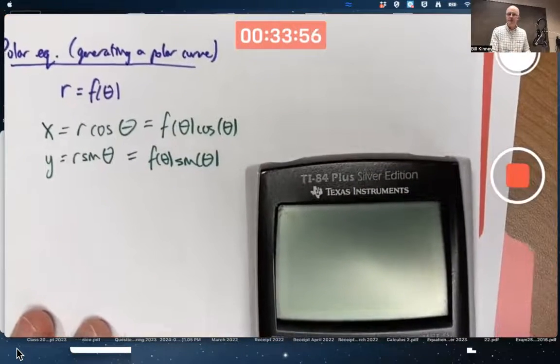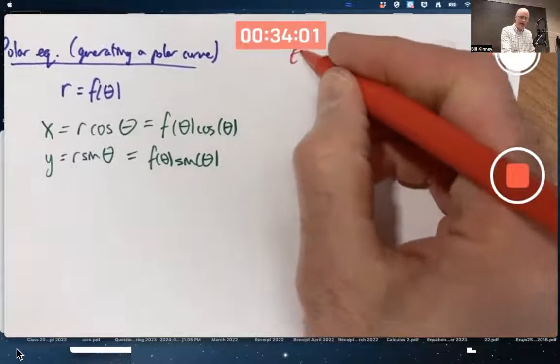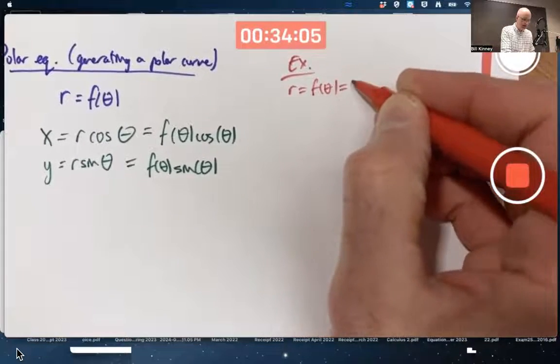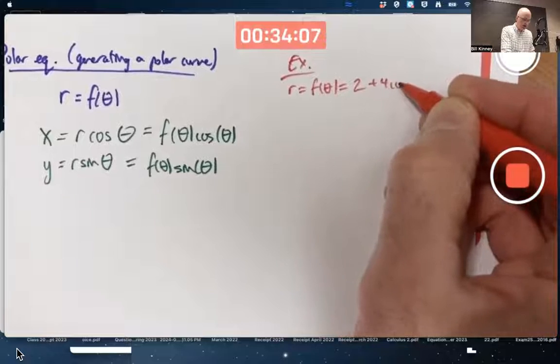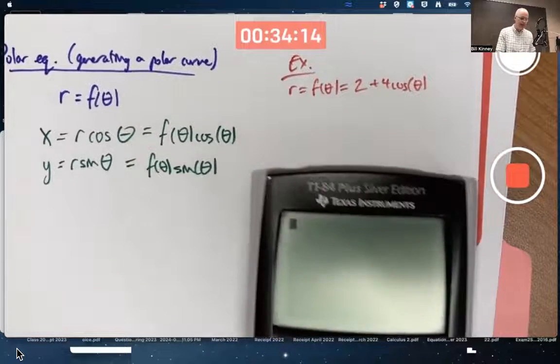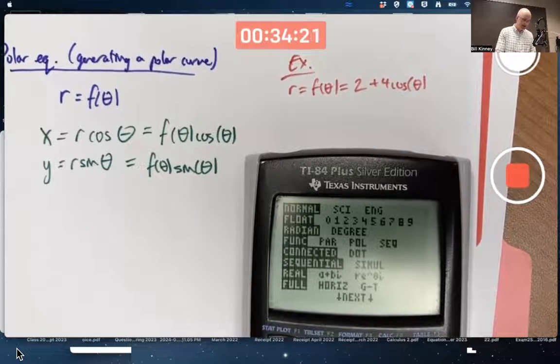For our example, we're still going to consider r equals f of theta equals 2 plus 4 cos theta. If I want to graph that equation, that limaçon that I graphed by hand, in my calculator, there's two ways I can do it. In both ways, I need to change from function mode to something else. Either par for parametric or pole for polar. Let's start with pole for polar.